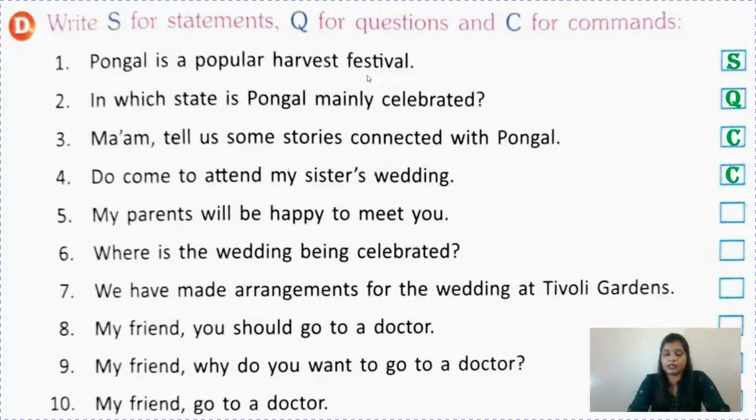My parents will be happy to meet you. It's a statement. Where is the wedding being celebrated? We can see easily that it's a question because the question mark is there and it is asking you something. So Q. We have made arrangements for the wedding at Tivoli Gardens. It's stating something. So S. My friend, you should go to a doctor. It's an advice. So it will come under command. My friend, why do you want to go to a doctor? Question. My friend, go to a doctor. It's a command.